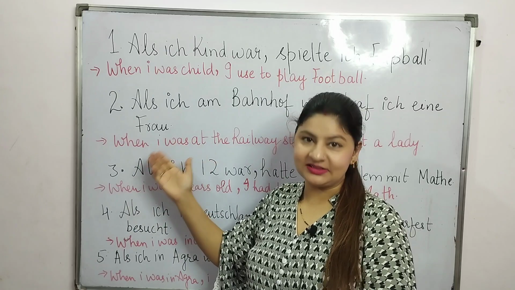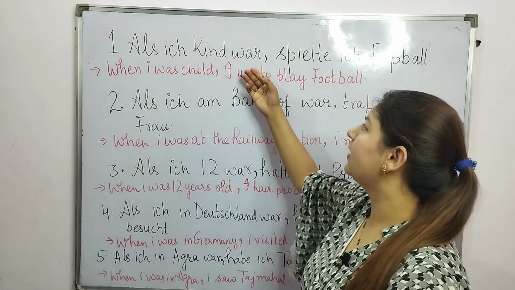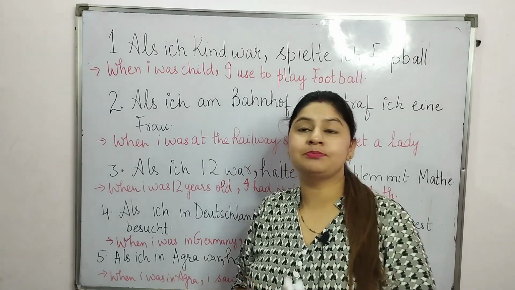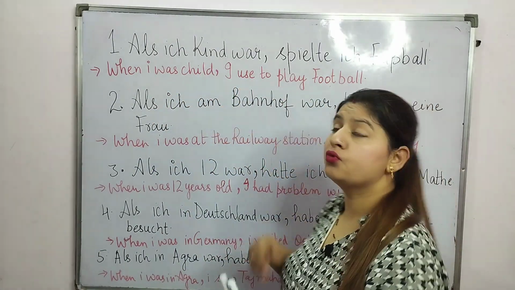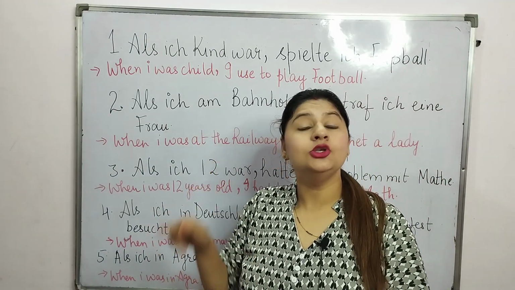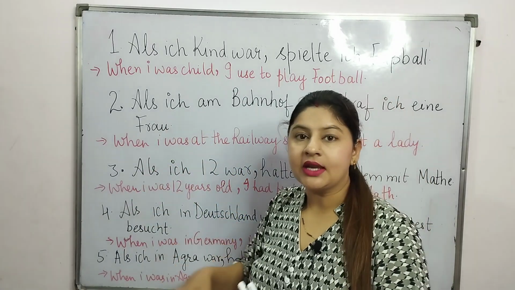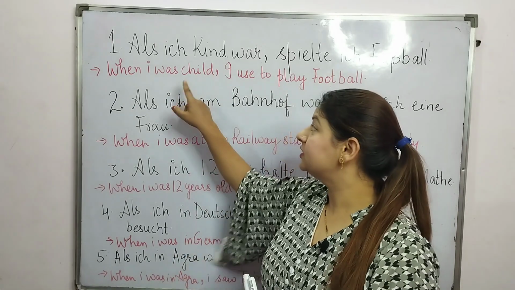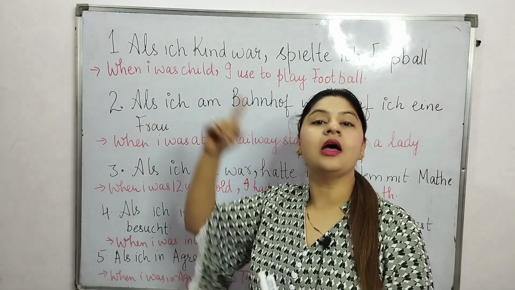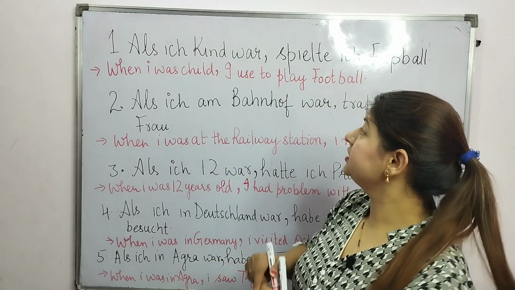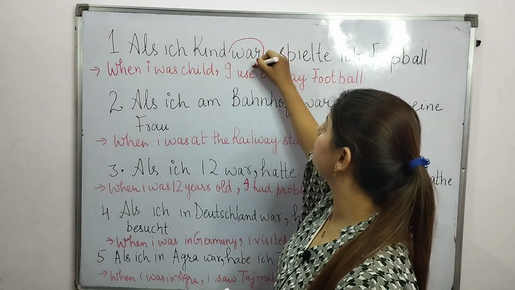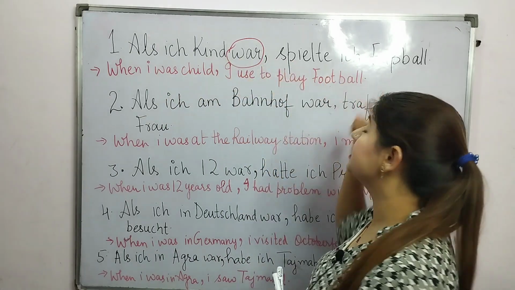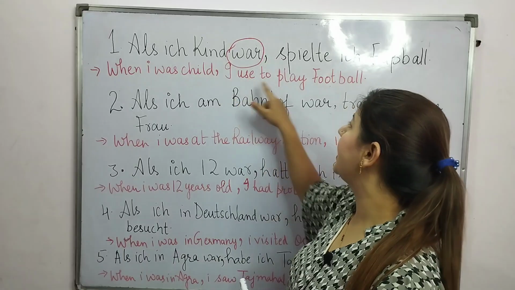So now we are doing some examples. Als ich Kind war, spielte ich Fußball. When I was a child, I used to play football. So here we can see when I was a child. I was a child only once, but now I can't be a child again. So this activity happened once in the past. And you can also see when we use als, the position of my verb war is at the end. So als ich Kind war, spielte ich Fußball. When I was a child, I used to play football.